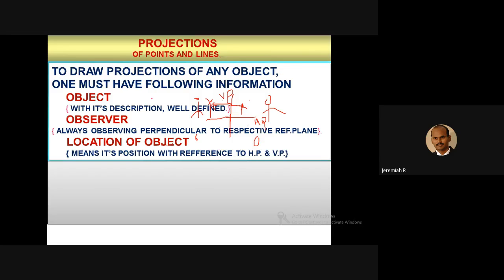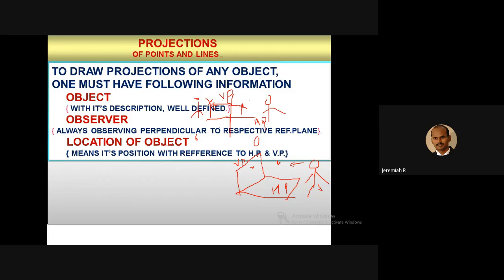So there are three pieces of information required. One is an object: a point, a line, or a solid. The other is the observer, where he is standing, and that is you. You have to visualize that you are going to stand here. When you see from here, what do you get? Just imagine there is a point here. You are the observer. When you see from here, what do you get? This is called the vertical plane, and this is called the horizontal plane. When you see from here, what do you get in the VP?